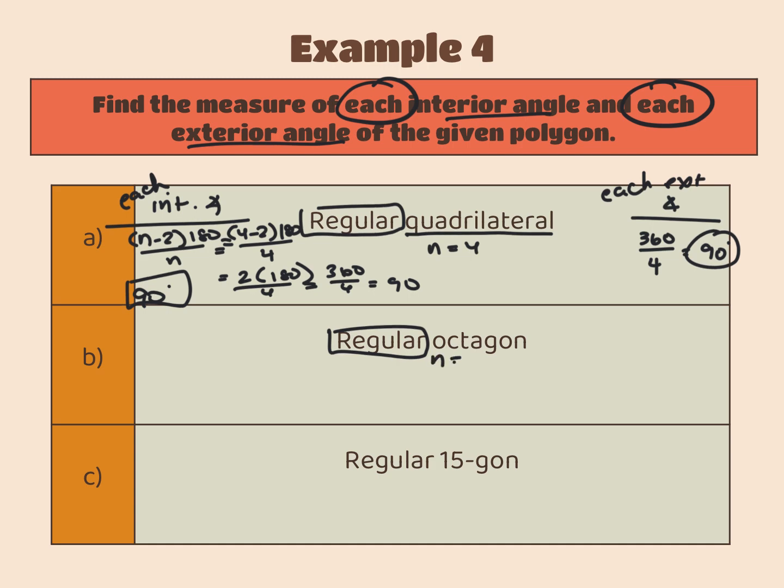So let's do the regular octagon. Again, an octagon, n is 8. So I'm going to come over to here, and I know that I'm going to do 8 minus 2 times 180 all over 8. So 6 times 180 all over 8. 6 times 180 is 1080 divided by 8. And I'm going to get 135. So each interior angle is 135 degrees.